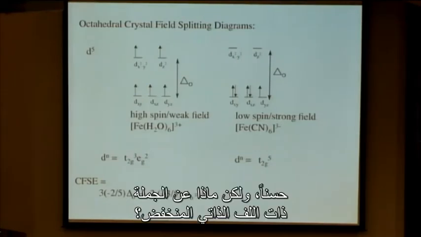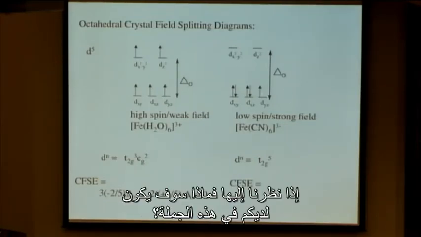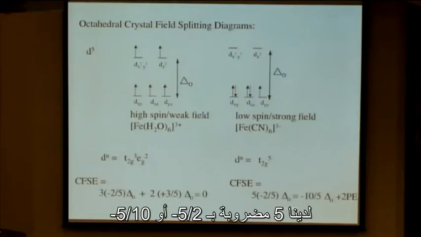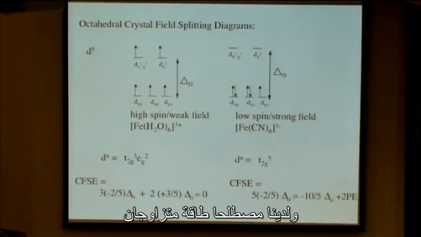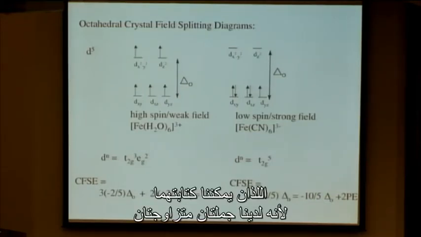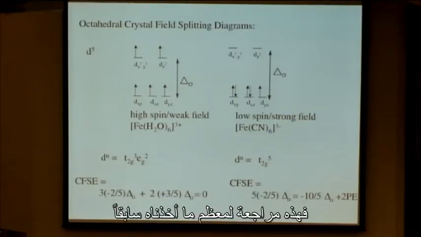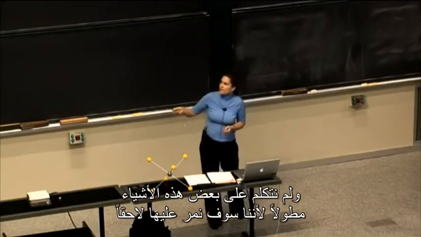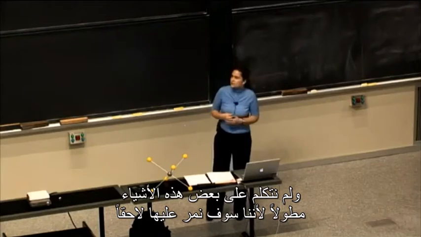All right, so what about the low spin system now? So if we can look at that, what are we going to have for this system? So we have 5 times minus 2/5 or minus 10/5, and we also have 2 pairing energy terms there, which we can write in because there are 2 sets that are paired. So this is mostly review on what we've had before. And we haven't talked about some of these things in a little while, so we go over it again.